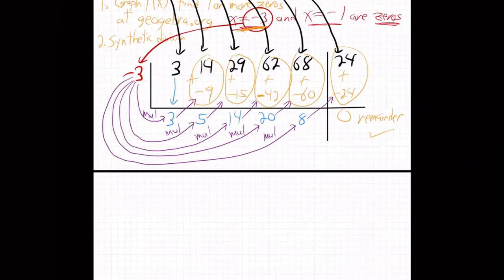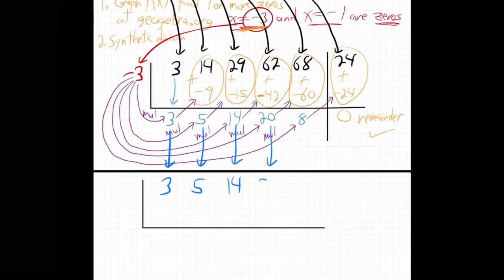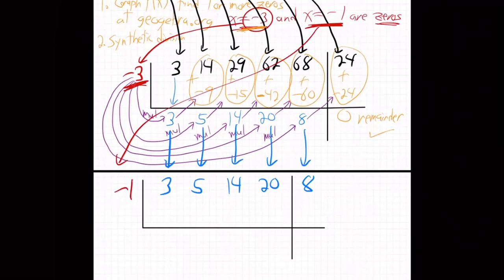Like this, and I'm going to bring down these coefficients. 3, 5, 14, 20, and 8. And this line's going to move over. Oops, right there. Okay. And what are you going to divide by now? Well, what other 0 did we have? Negative 3 was a 0, but so is negative 1. So now I'm going to use negative 1 because that's another 0.